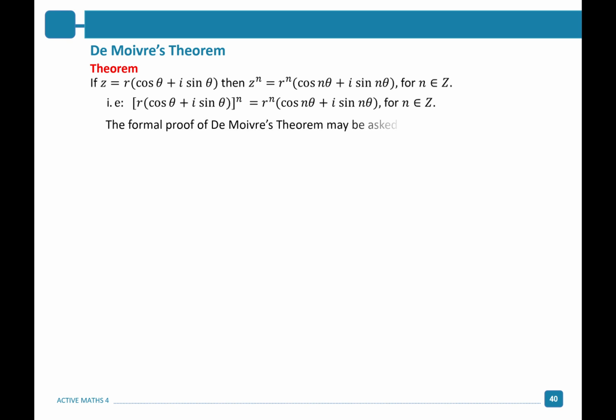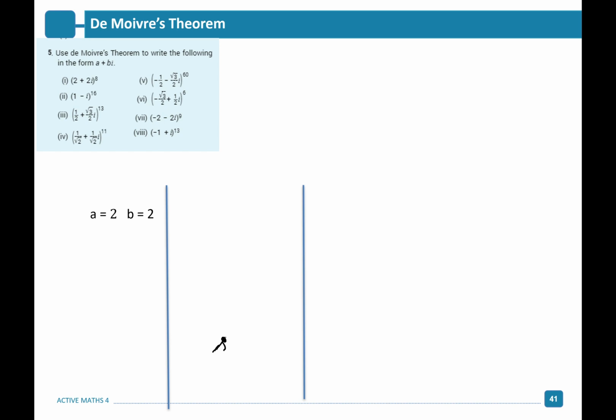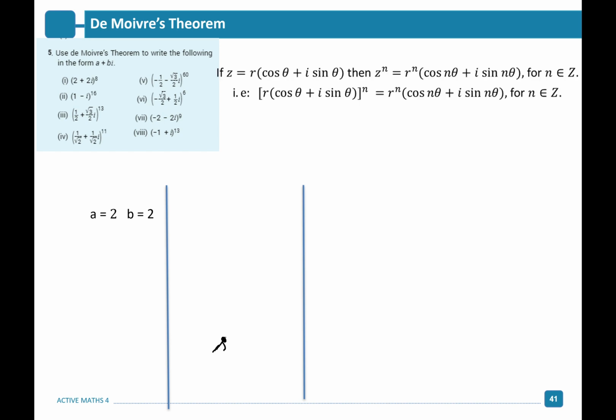Let's look at a few examples. Please note that the formal proof of de Moivre's theorem may be asked in the exam. Let's look at question 5, part 1. Use de Moivre's theorem to write the following in the form a plus bi.